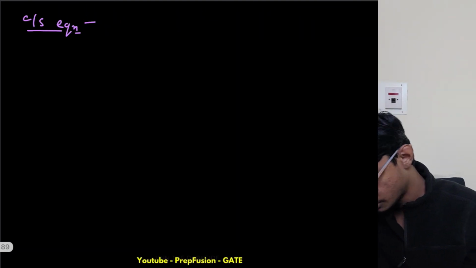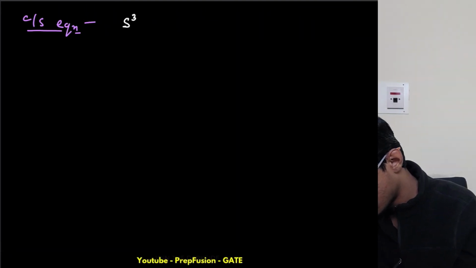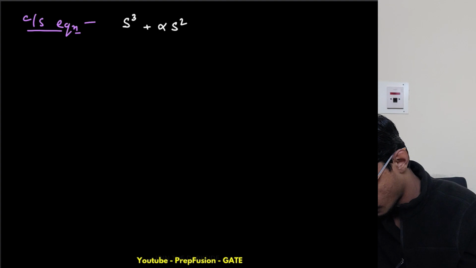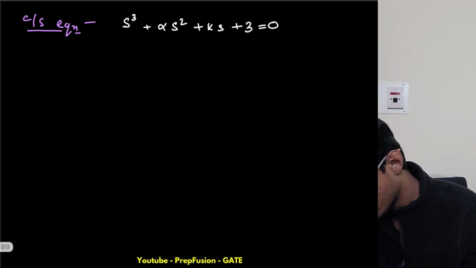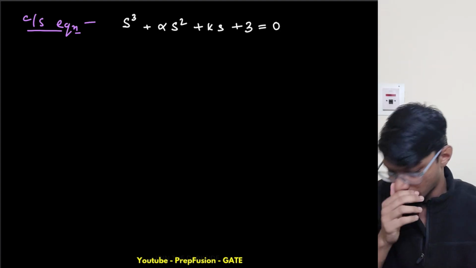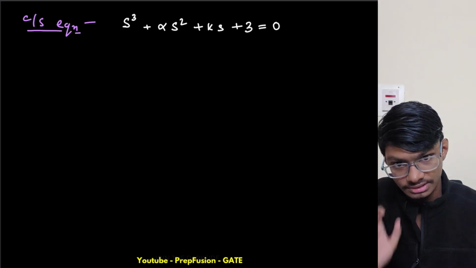My characteristic equation is s cube plus alpha s square plus Ks plus 3. Okay, so this is basically my characteristic equation, right?